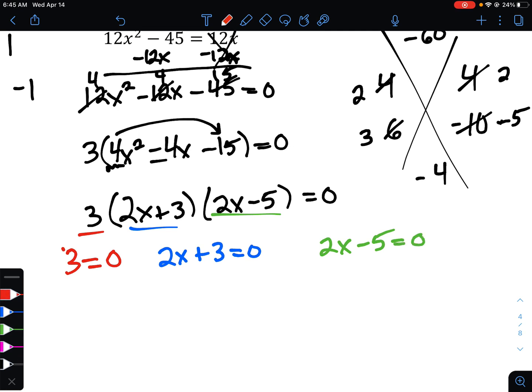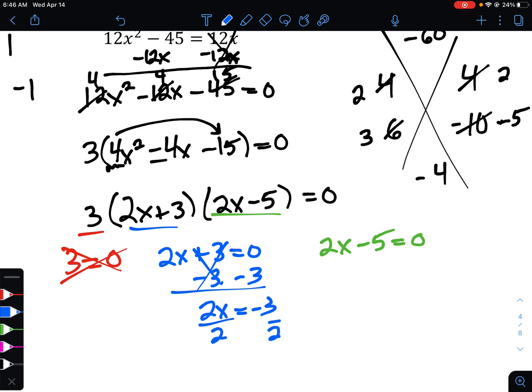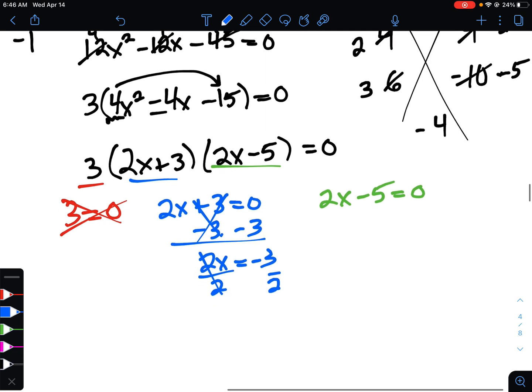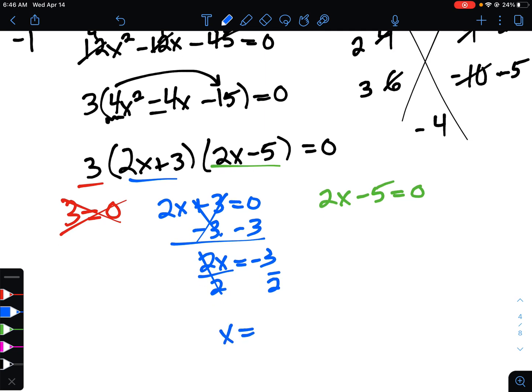For the first one, and you've probably picked up on this, anytime it's just a number, you might even be able to start skipping this step, but obviously 3 can equal 0, so we're done there. For our next one, we'll go ahead and subtract 3 from both sides. So 2x is equal to negative 3. Then divide both sides by 2. And x is going to be equal to negative 3 halves.